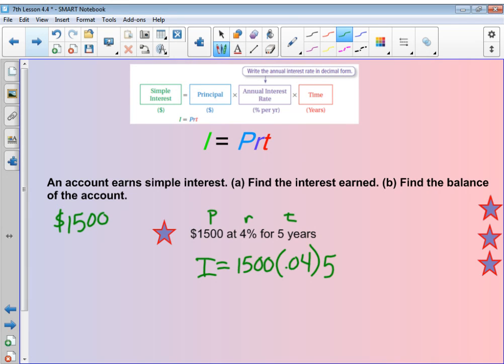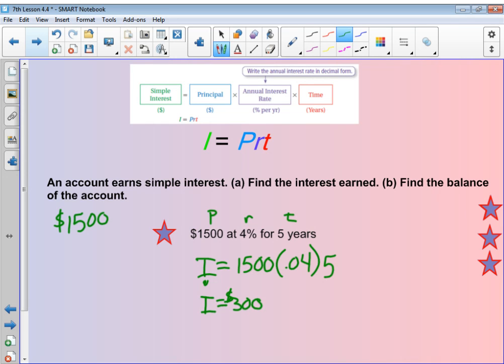So now on our calculator, we're going to go ahead and just plug that information in, and that's going to tell us how much interest we earn. So 1,500 times 0.04 times 5. When I do that, I get $300. So our interest equals $300.